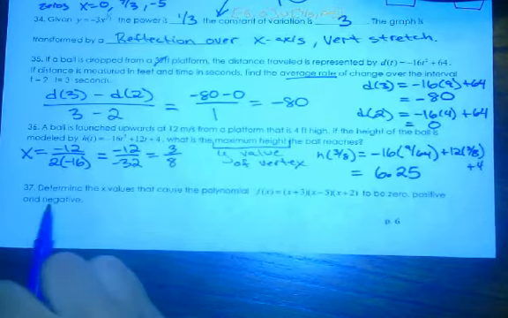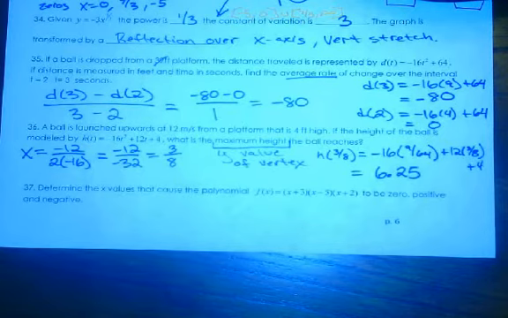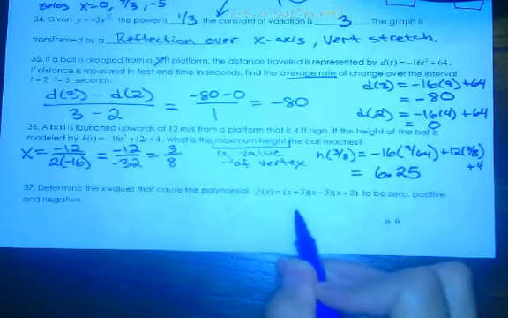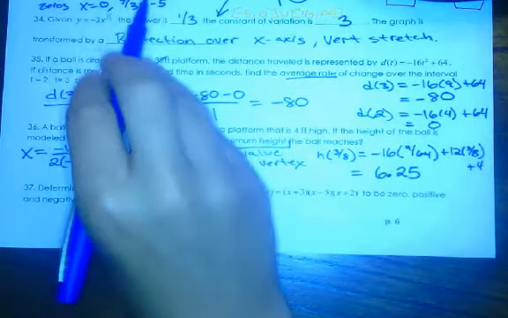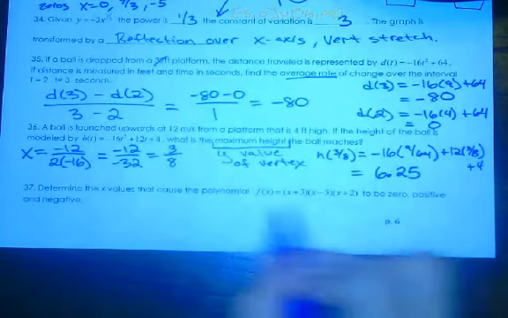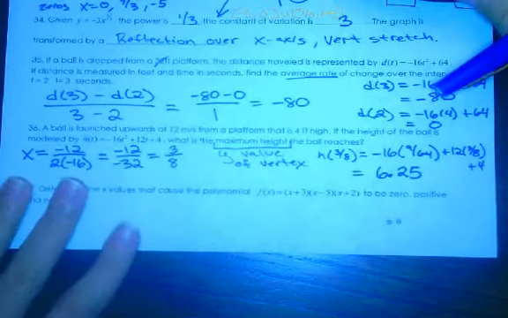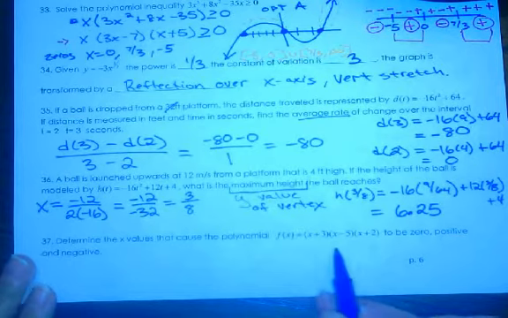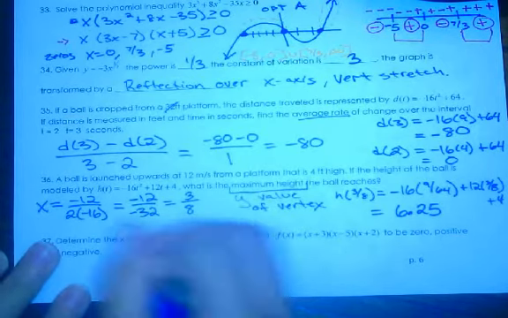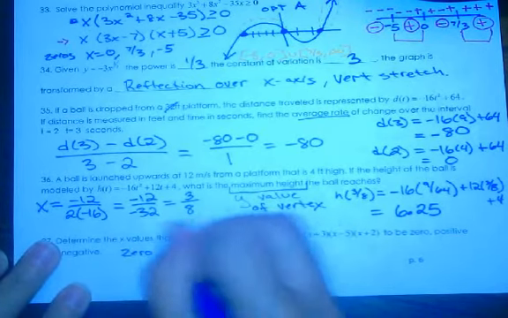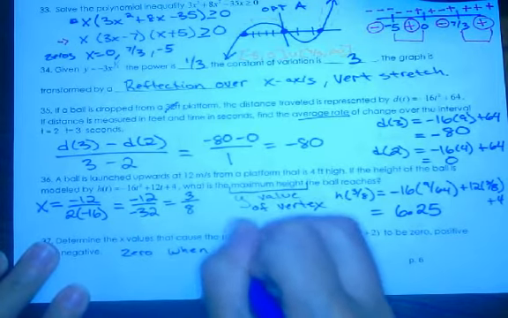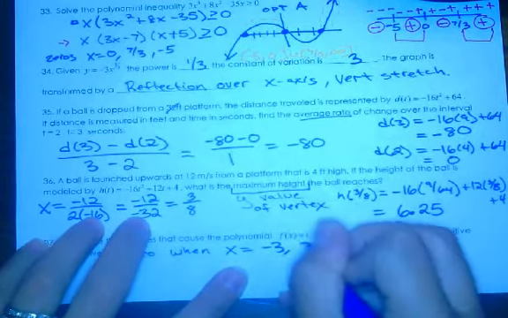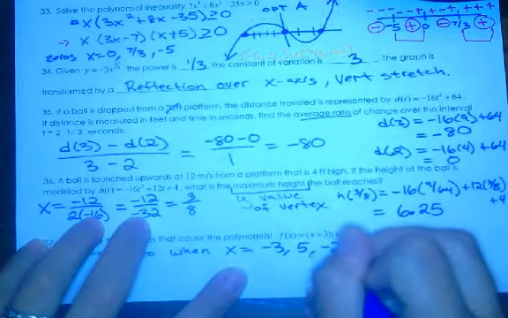All right, and the last one, determine the x values that cause this polynomial to be 0, positive, or negative. So it's very similar to number 33. So you're going to kind of tackle this the same way you did 33, except for this one's a little bit easier because it's already factored. So it's going to be 0 when x equals -3, +5, or -2, right?